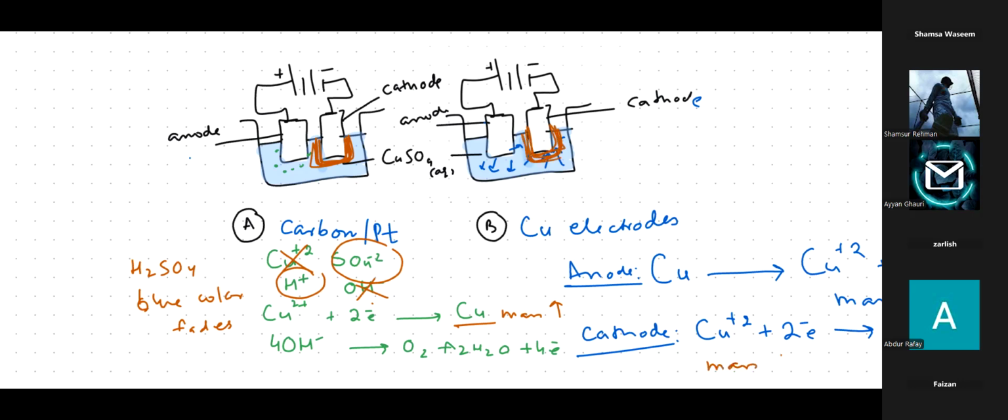Now, the blue color will not fade because the concentration of copper ions in the electrolyte will remain the same. Did you understand that? The mass of the anode decreases and the mass of the cathode increases when you're using copper electrodes, but the blue color will remain the same.